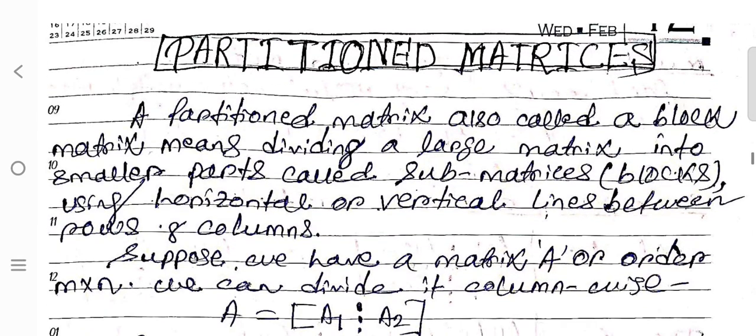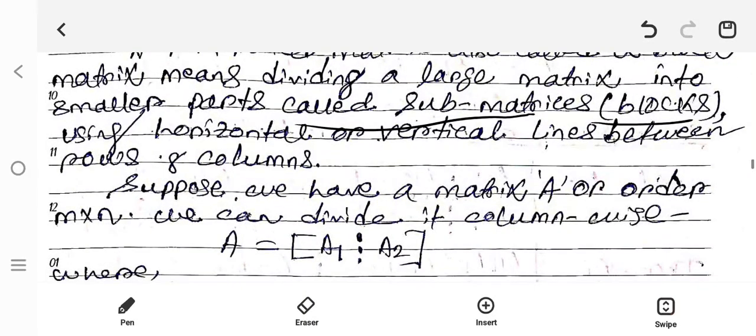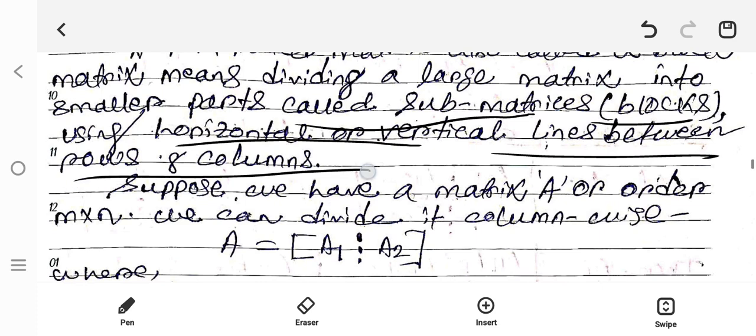Now let's see about the partition matrix. A partition matrix is also called a block matrix, meaning dividing a large matrix into smaller parts called submatrices or blocks, right? Using a horizontal or vertical line between the rows and columns.